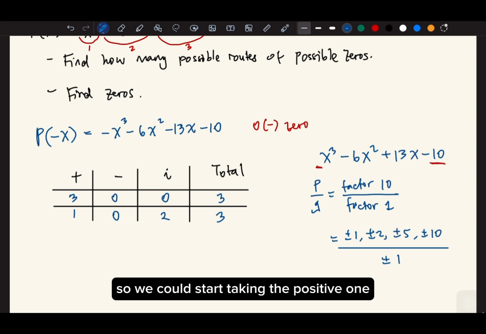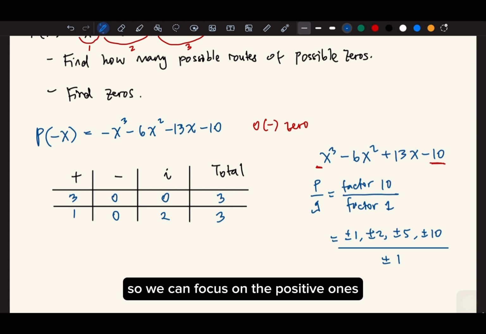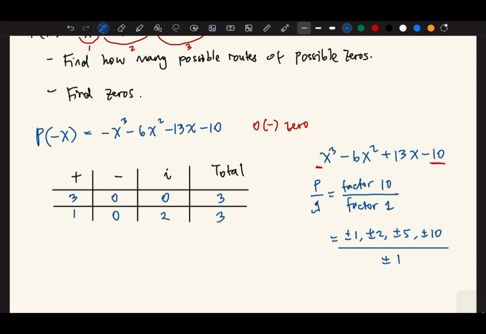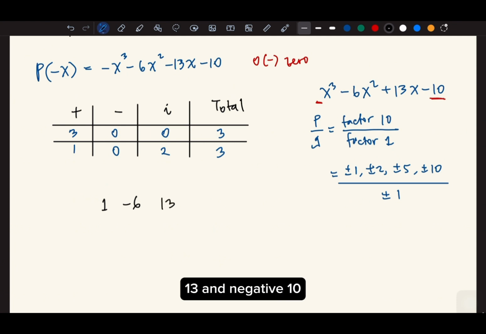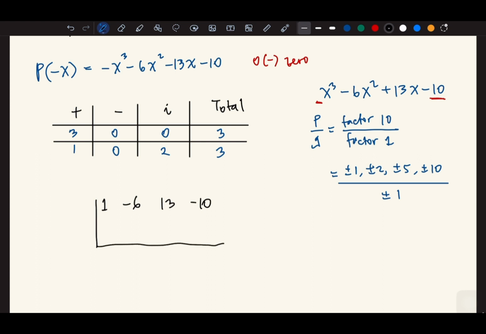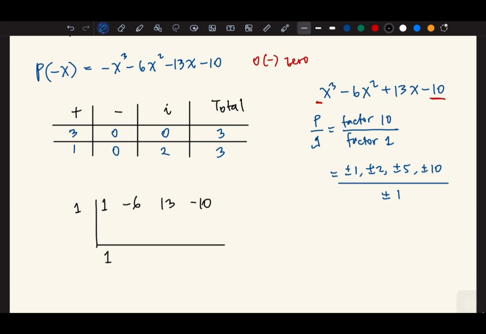So we could start by taking the positive ones, because we know that there will be no negative zero. So we can focus on the positive ones. We can write synthetic division: 1, negative 6, 13, and negative 10. So let's say we are taking 1. So let's start taking 1.